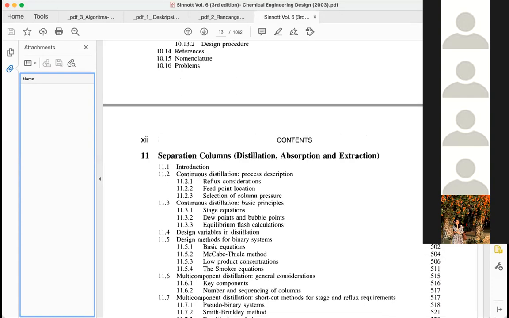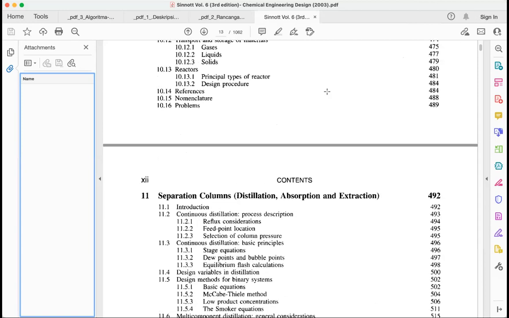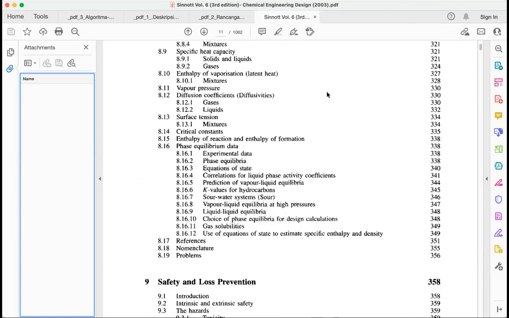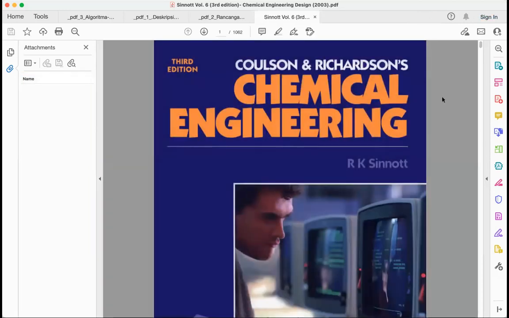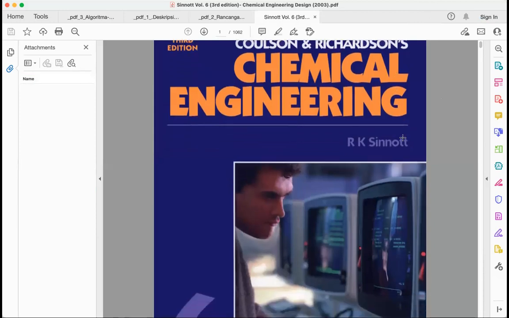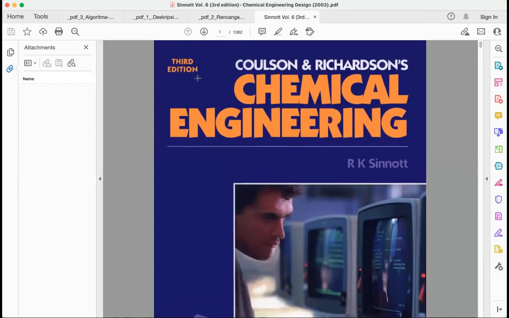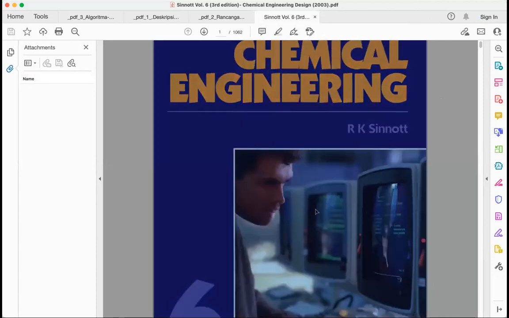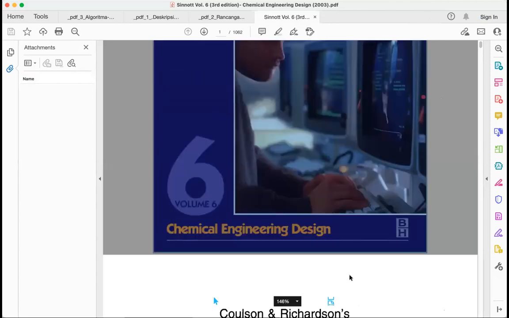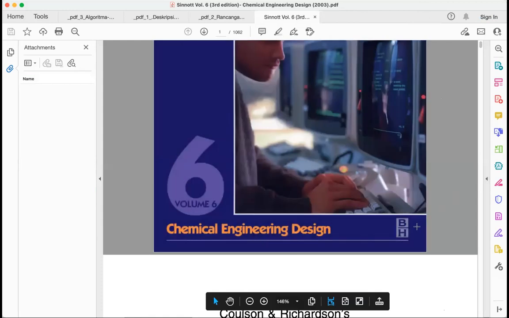For the TriColumn design and also for your assignments later on, you will use this book. It's called Sinot, Colson and Richardson, Chemical Engineering, third edition. I don't know if you have the newer edition of this one. That's also okay. And in this book, in a chapter in volume 6 for chemical engineering design, what I will explain here is based on chapter 11.